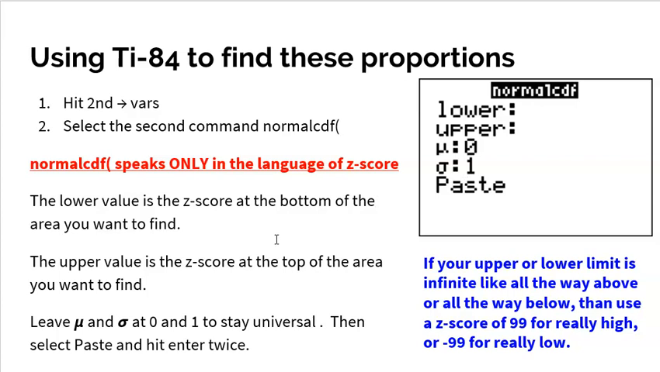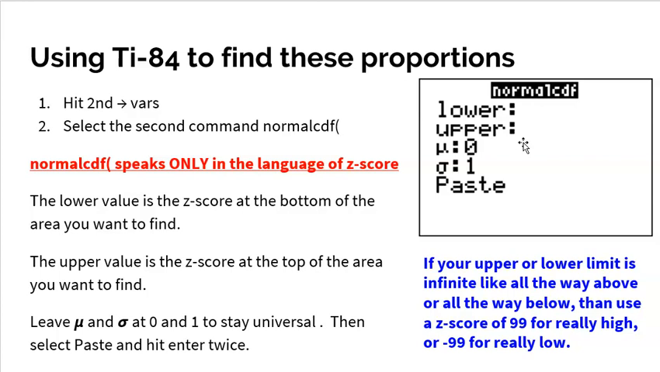All right, now normal CDF speaks in the language of z-scores only. So you got to plug in z-scores here. So the lower value is the z-score at the bottom of the area that you want to find. And the upper value is the z-score at the top of the area. So what normal CDF will do is it'll find you the proportion between two z-scores. Lower z-score to upper z-score. All right, leave the mu and the sigma at 0 and 1. That's going to keep us universal, right? Because we want to talk in the universal language of z-scores.